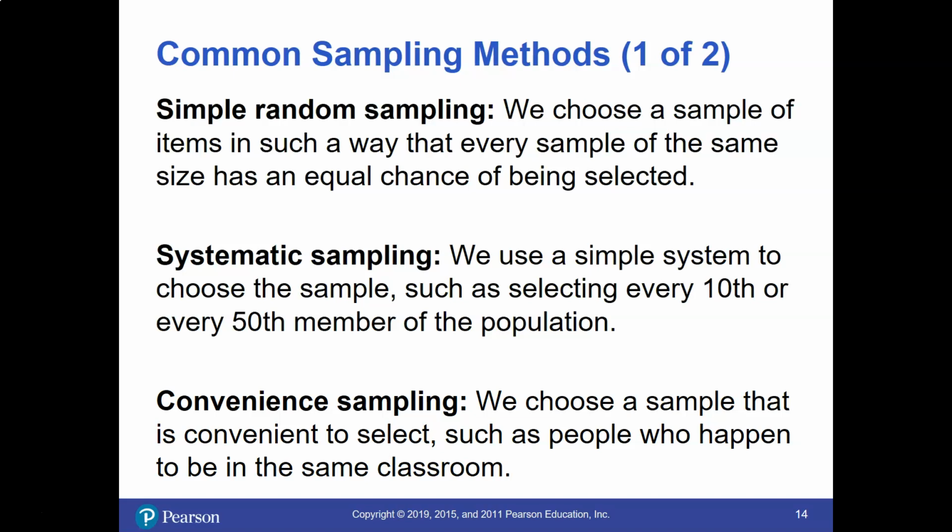Convenience sampling, such as people who happen to be in the same classroom. This sometimes is not the best method. It's often the easiest, but many times it's not going to be a truly random sample, because if you selected people that were in the same classroom, and people that went to college versus people not going to college influence the data, it would be a bad method because people that didn't go to college wouldn't have an equal chance of being selected.